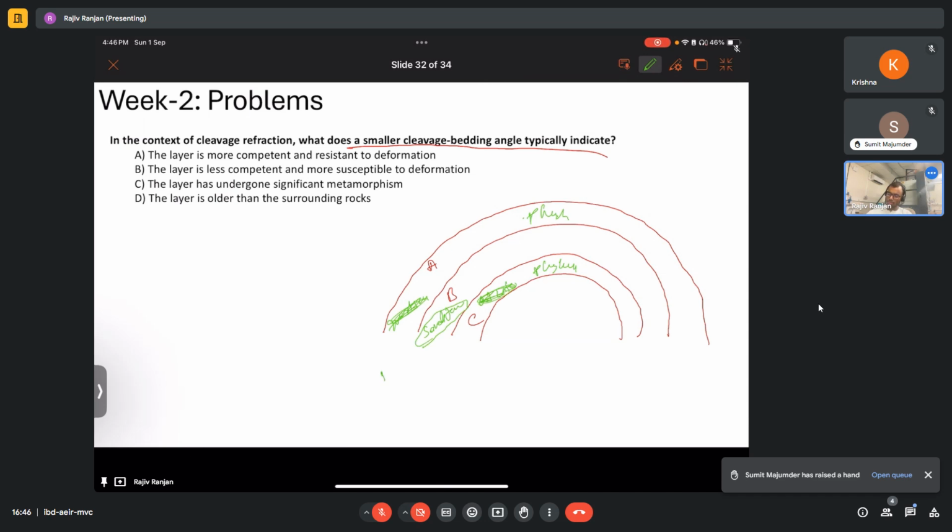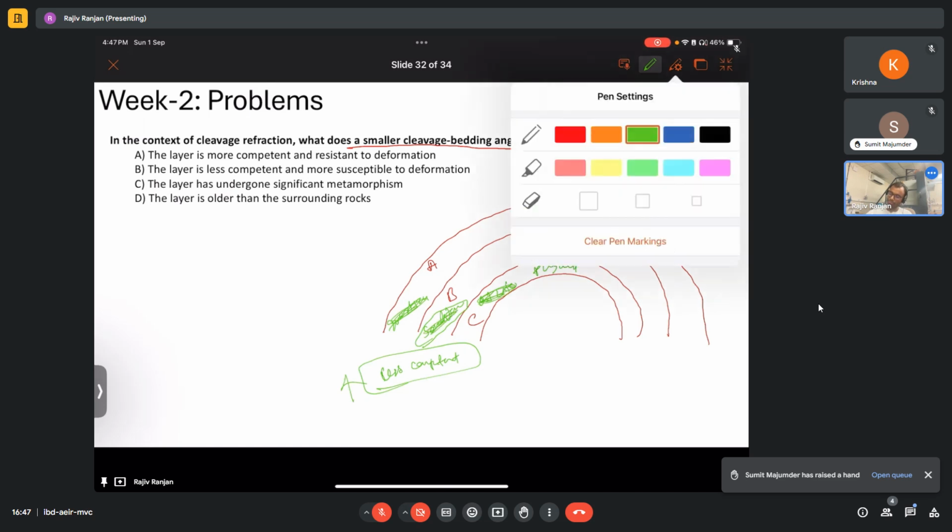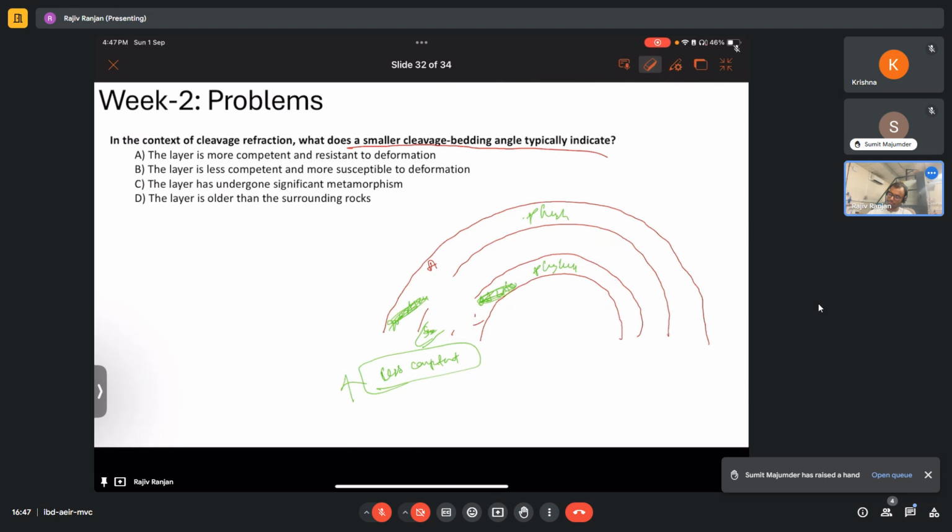So this is more susceptible to deformation. Why? Because this is less competent, easily deformable. Sorry, I'm telling you the opposite way. So the less competent will have higher deformations. Okay, leave it.